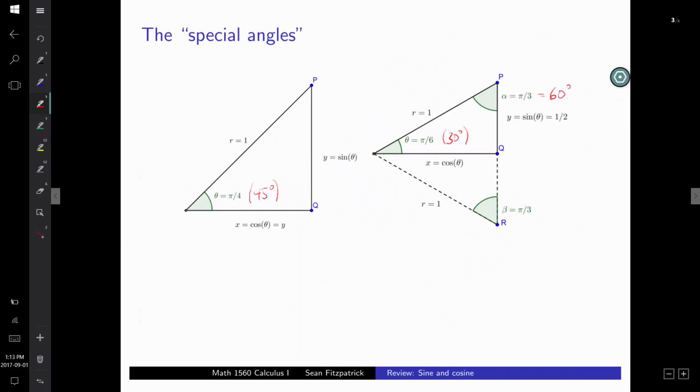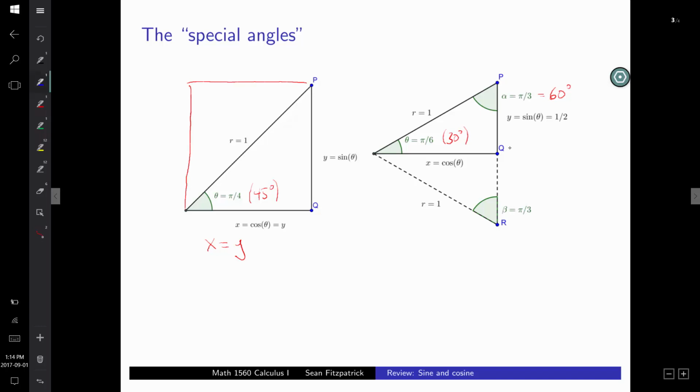Well, how do I do the 45-degree angle? Pi over 4. Well, what does symmetry tell me in the case of pi over 4? We know that it's half of a right angle, right? Which means we're kind of looking at half of a square. These two sides have to be the same. So for a 45-degree angle, we're cutting this right angle in half, and it's not hard to argue that x has to equal y in this case.